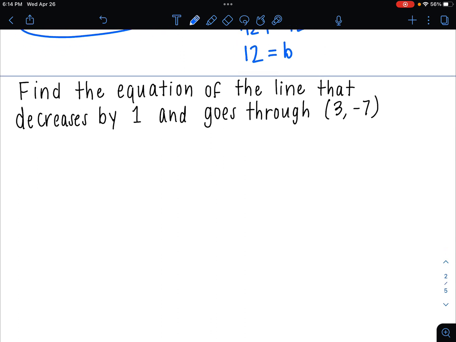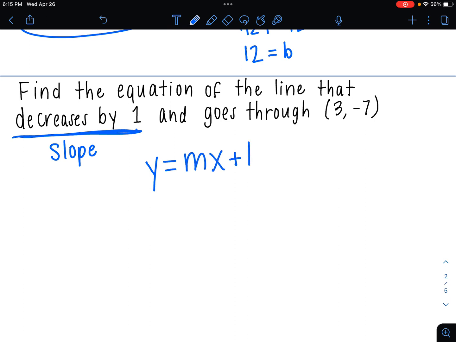Find the equation of the line that decreases by 1 and goes through 3, -7. Ooh, so this one tells us that our linear relationship is decreasing by 1. This is our slope. So really nice that they actually gave us the slope in this problem. So we can start by writing that equation, y equals mx plus b. Now, we know slope, so we know m. I'm going to put a 1. And since it's decreasing, I'm going to do -1.